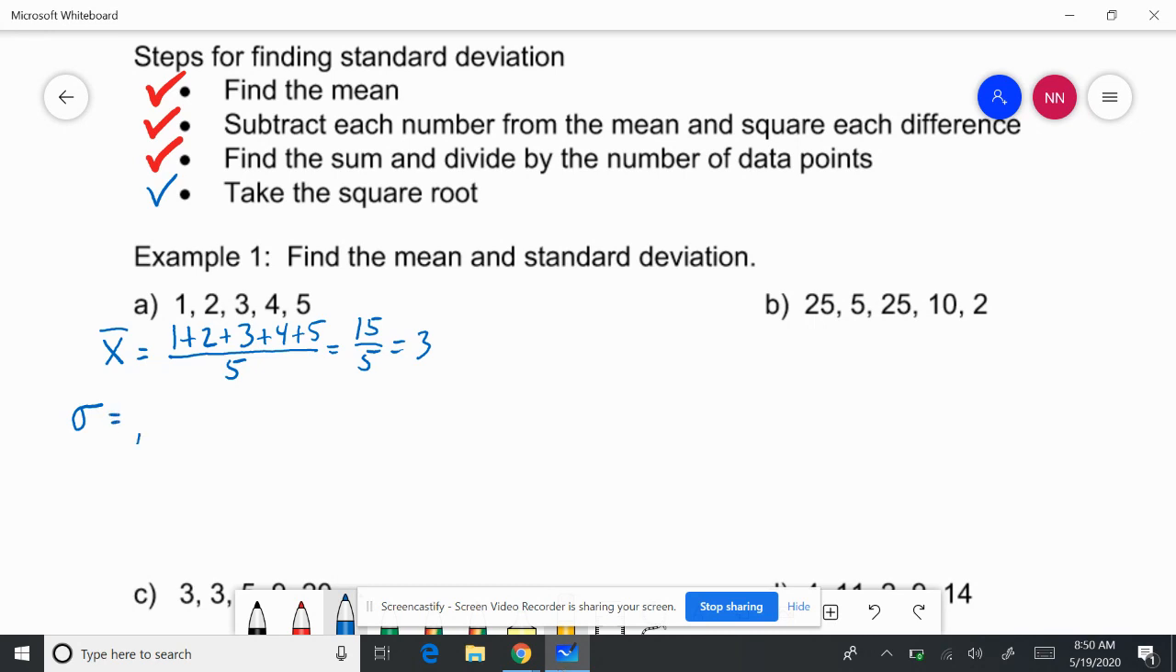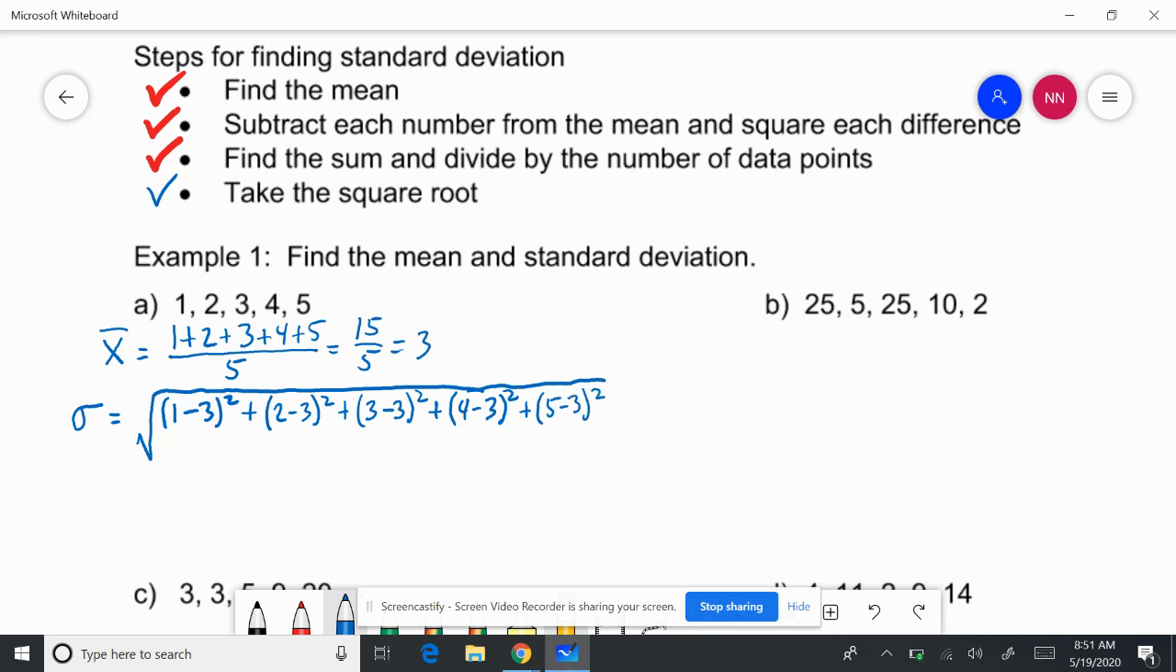Now with the standard deviation, we're going to take the square root, and we're going to take our first value, which is 1. We're going to subtract it from the mean, and we're going to square it. We're going to take our next value, which is 2. We're going to subtract it from the mean, and square it. We're going to take our third value, which is 3. We subtract it from the mean and square it. We take our fourth value, which is 4, subtract it from the mean, and square it. We take our last value, which is 5, subtract it from the mean, and square it.